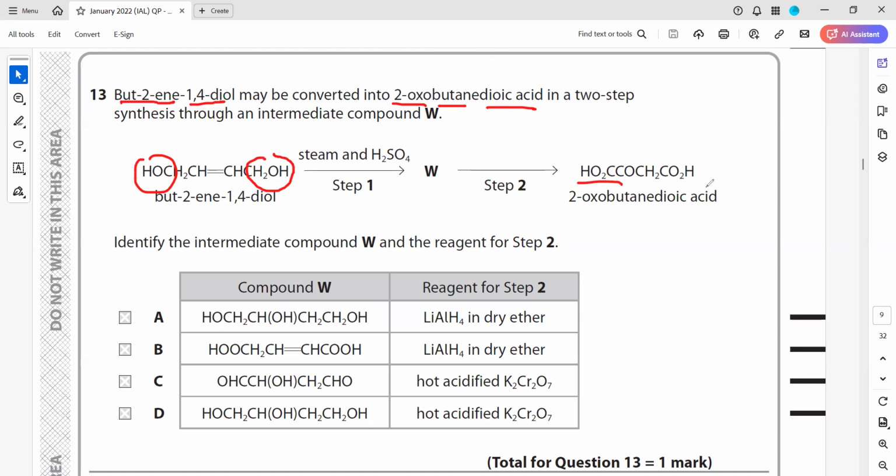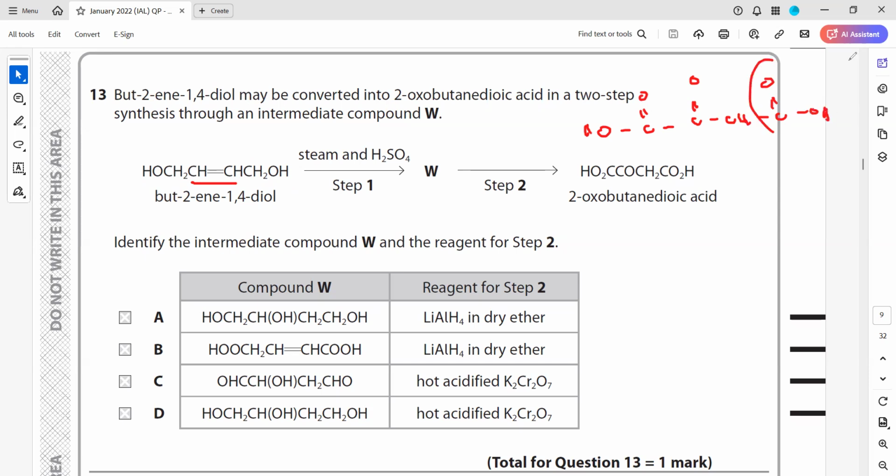You can clearly see here, the double bond is broken down. And if I draw the structure of this compound, it is OH, C double bonded with O, then C double bonded with O, and then CH2, then C double bonded with O and OH. This is the compound. It has two carboxylic groups and it has one ketone group. And the original compound was a diol.